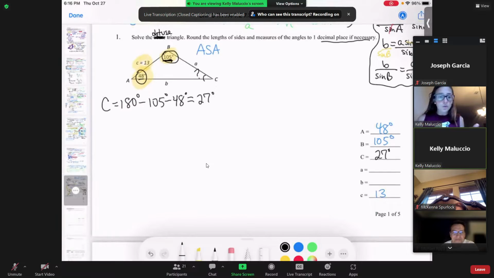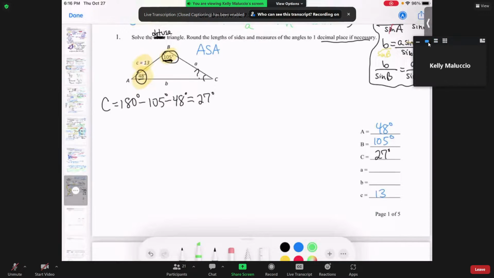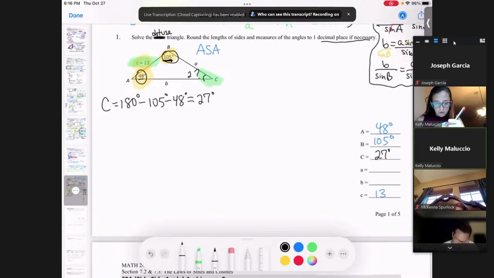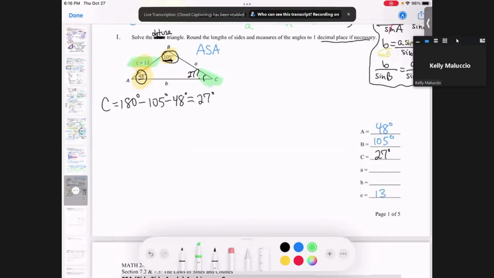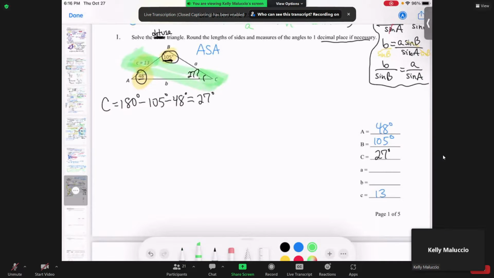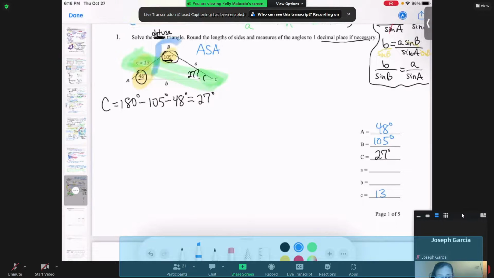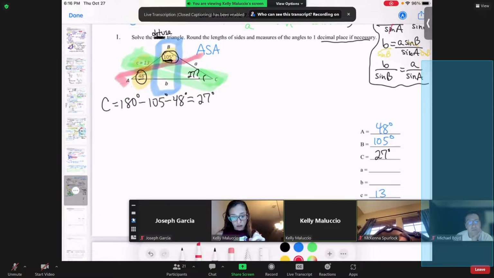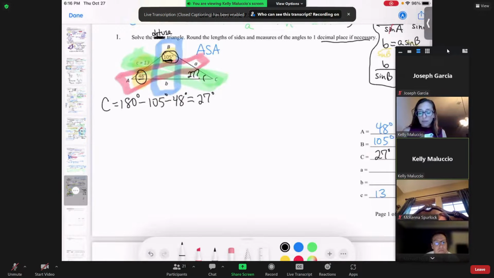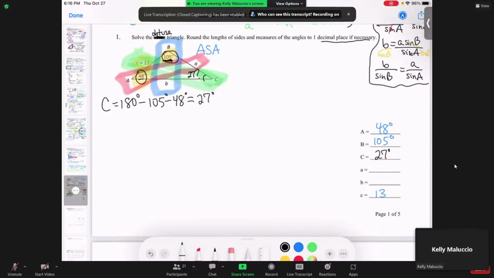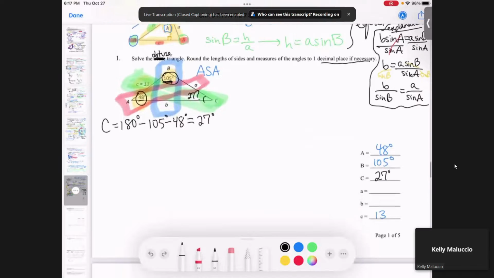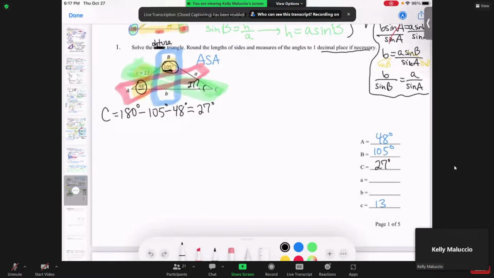So now I want to use my side that I'm given. So I'm going to use the 13 with this now 27 that I know. Maybe I should fill it in. This is 27, right? And I'm going to take this and I can set it equal to little b over sine of 105. Or I could set it equal to little a over sine of 48. So I'm going to make my equations here and solve. So let's see, and keep in mind, I'm using this up here, right? So I'm going to say little c, which is 13.